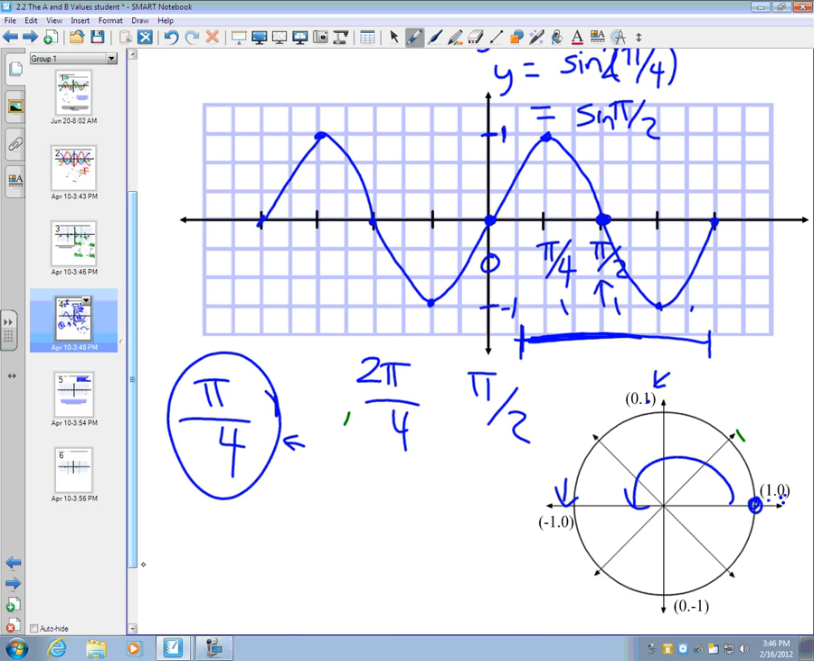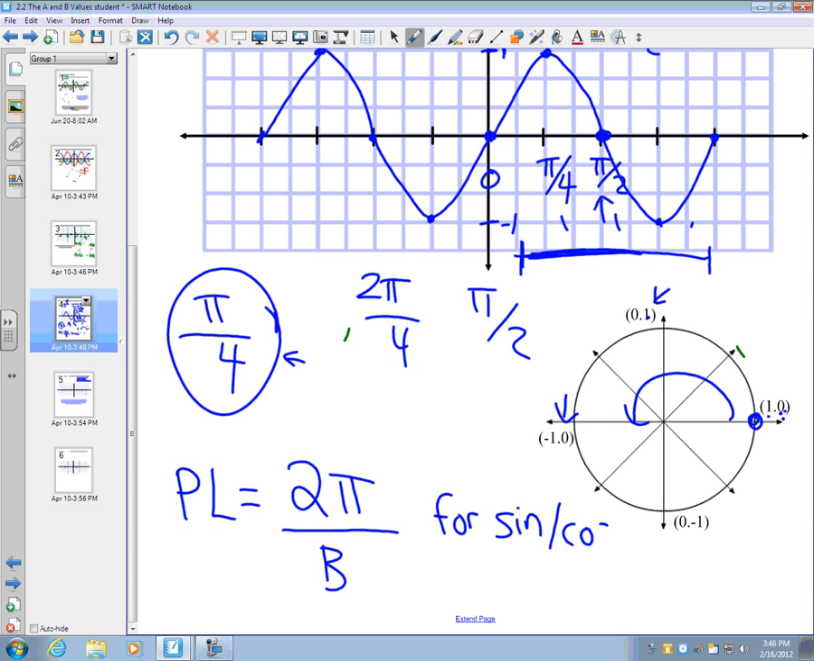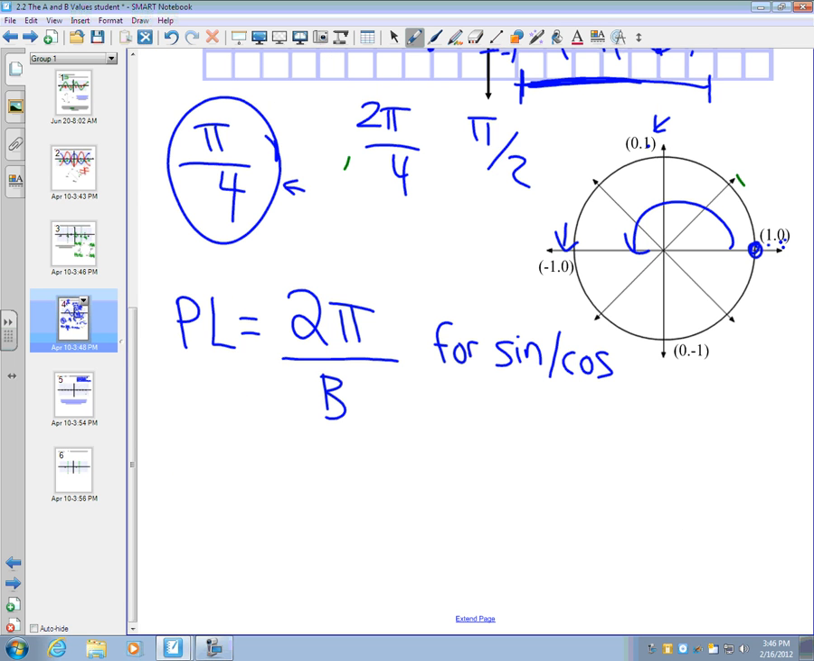And there's actually a formula I want you to write down. Period length is equal to 2 pi over b for sine and cos. So add that to your notes. We didn't do that before. And period length is equal to pi over b for tan.